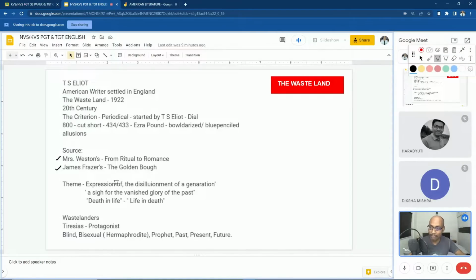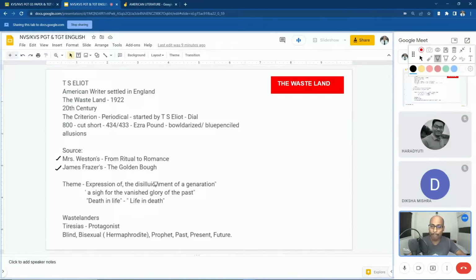And another 2 or 3 themes of this poem are the sigh for the vanished glory of the past. So he is comparing the people who are in the 20th century to the people who lived in the previous generations. And it is also called death in life or life in death. These are the themes of the poem, The Wasteland.